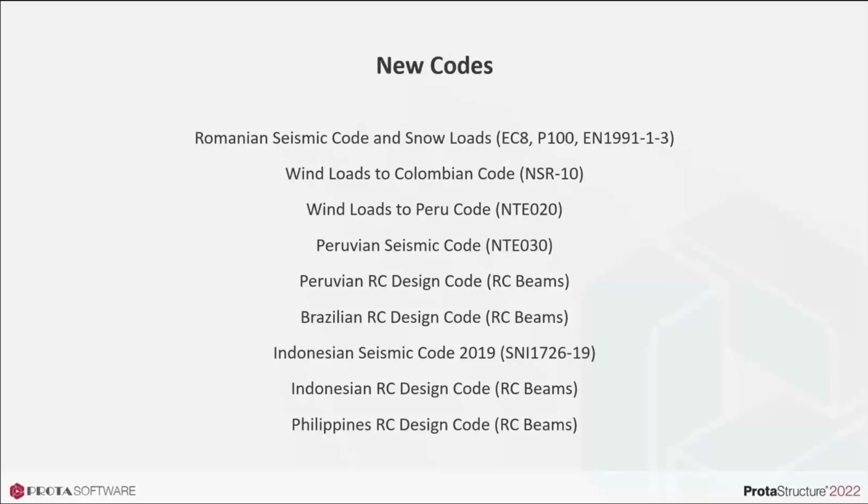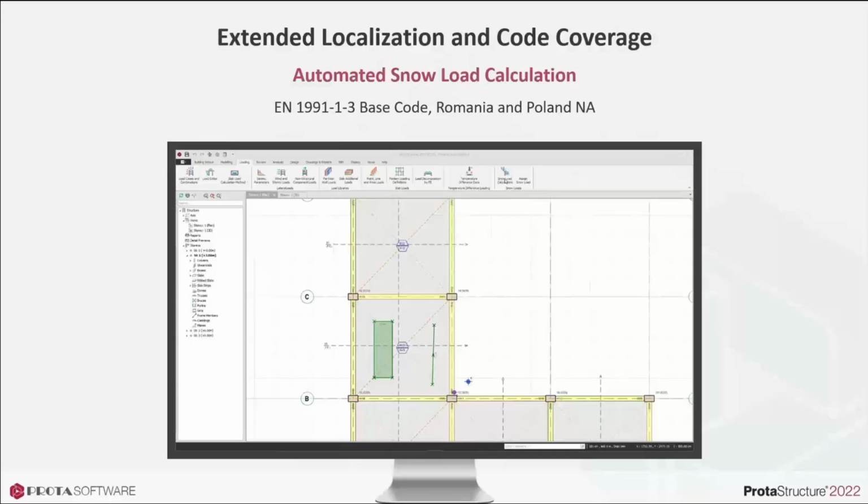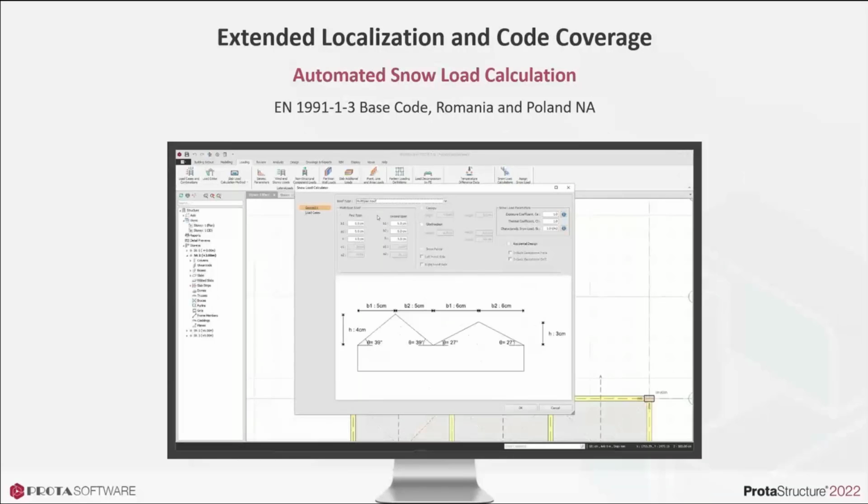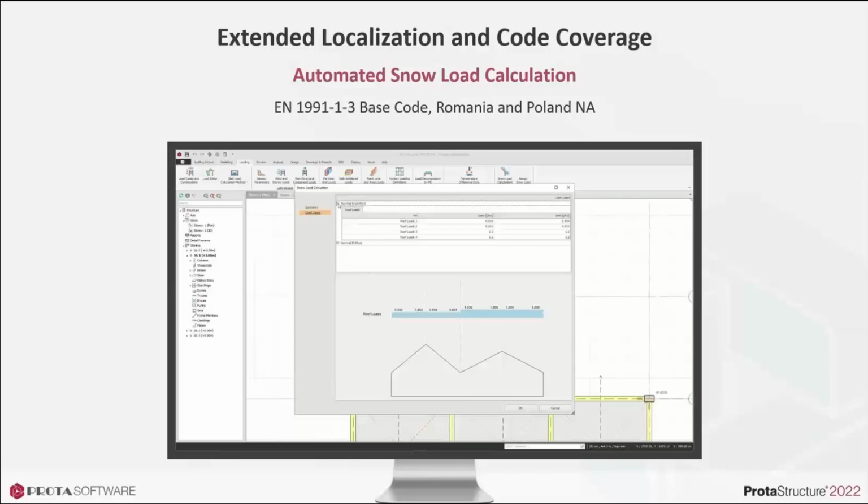We supported Peruvian seismic codes, again Peruvian RC beam design codes, and also for Brazil. We supported the Indonesian seismic code 2019. Again, we support Indonesian and Philippines RC design code for beams. We have implemented automatic snow load calculations to Eurocode based codes, Romania, and Poland national annexes. The snow load calculator is in the form of a wizard, and it will guide you step by step in calculating the snow loads in your region.